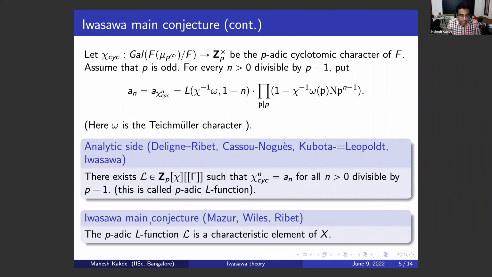I don't know why. Okay, so the Iwasawa main conjecture, which is now, of course, a theorem of Mazur and Wiles for f equal to Q and Wiles in general, and then for f equal to Q, Ribet gave a different proof using Euler systems. It says that L is actually a characteristic element of X. Okay, so this is precisely the abstract formulation of the main conjecture that we saw. It looks like this in this precise arithmetic setting. Okay, so the characteristic ideal of X is generated by L, and it interpolates all these L values that we have. Okay, so L of chi cyclotomic to the n is a_n.